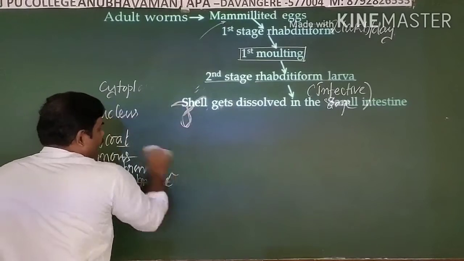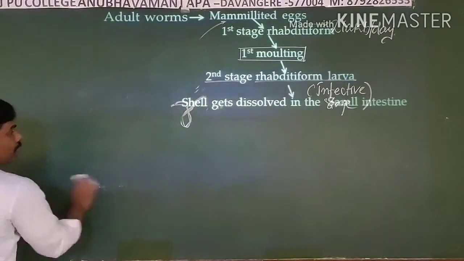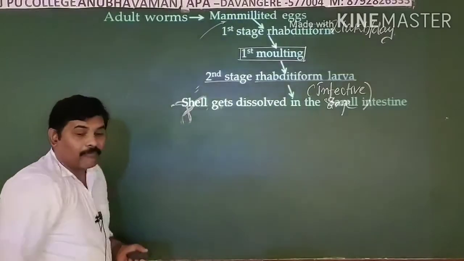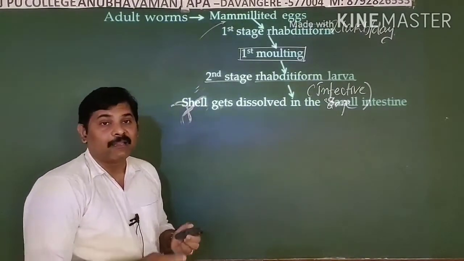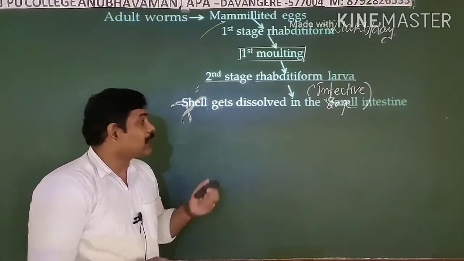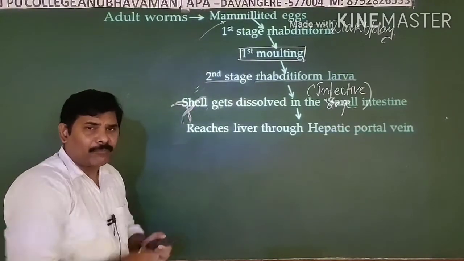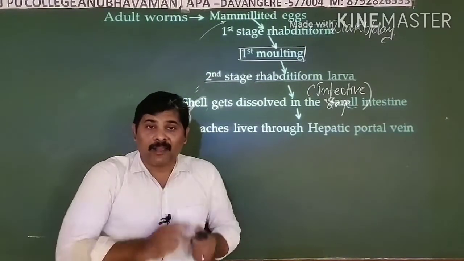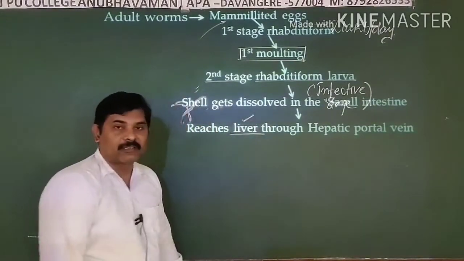Now this rhabditiform larva is released into your intestine because the shell is dissolved by the intestinal juice, or what we call succus entericus. And next, what happens is this: from your intestine, this larva reaches your liver. It is an important point.